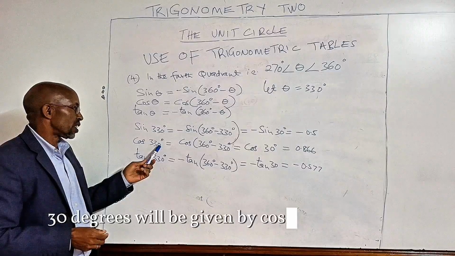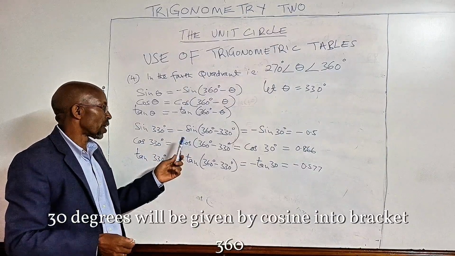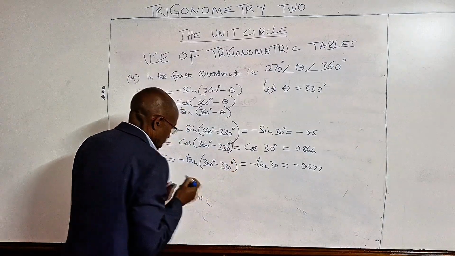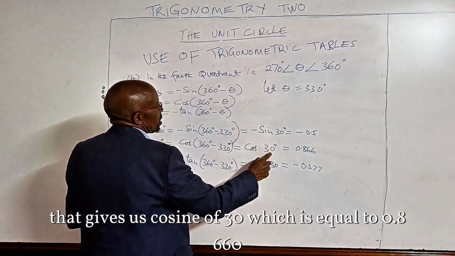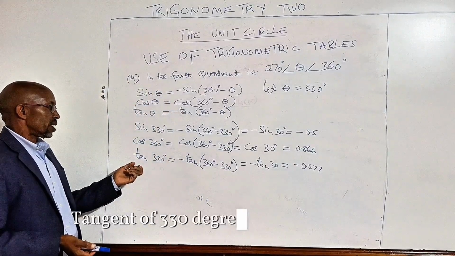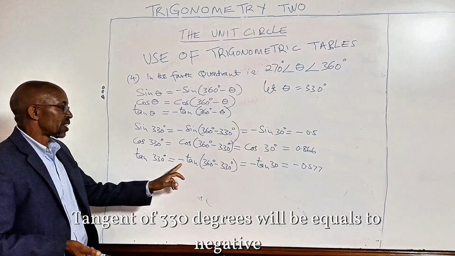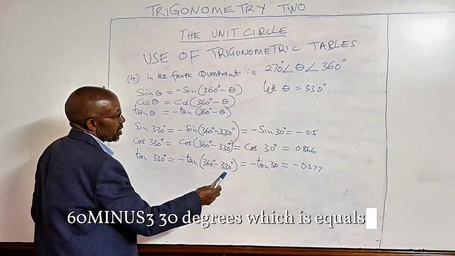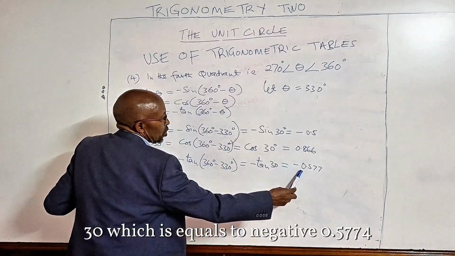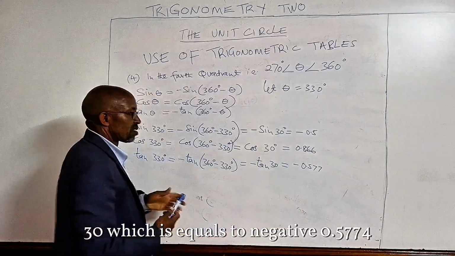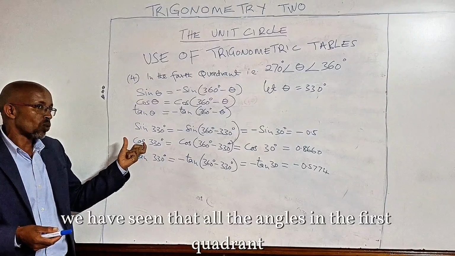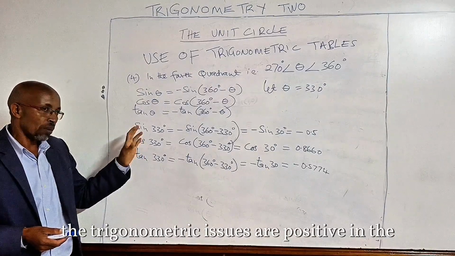Cosine of 330 degrees will be given by cosine into bracket 360 minus 330 degrees. That gives us cosine of 30, which is equal to 0.8660. Tangent of 330 degrees will be equal to negative tangent into bracket 360 minus 330 degrees, which is equal to negative tan 30, which is equal to negative 0.5774.